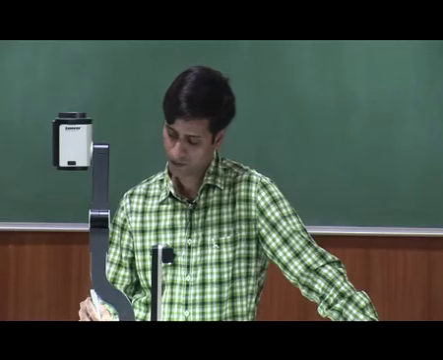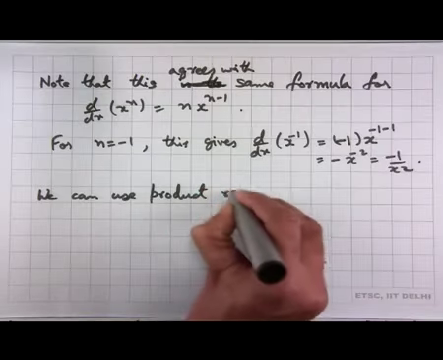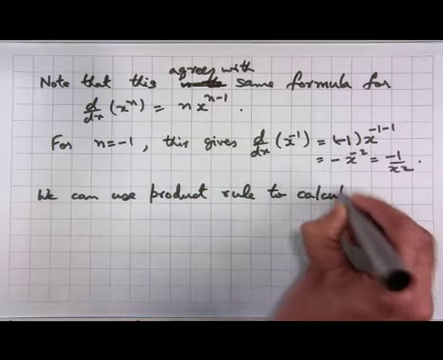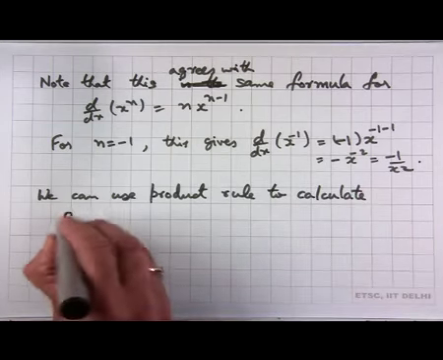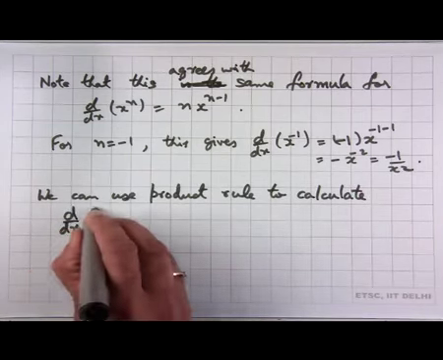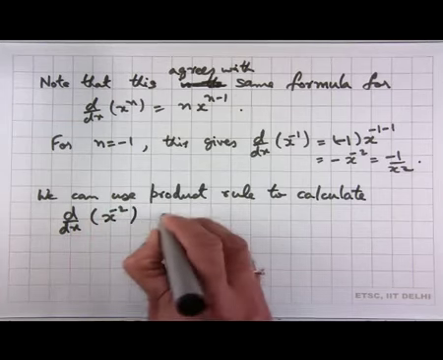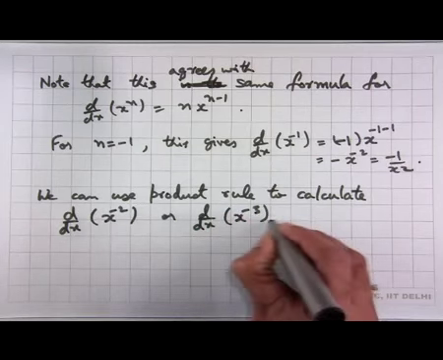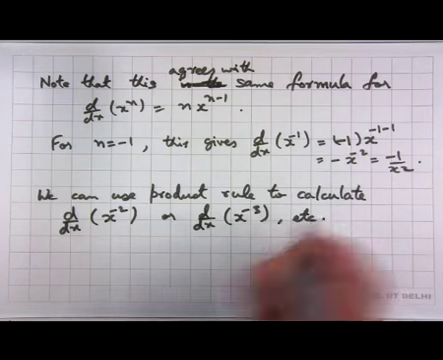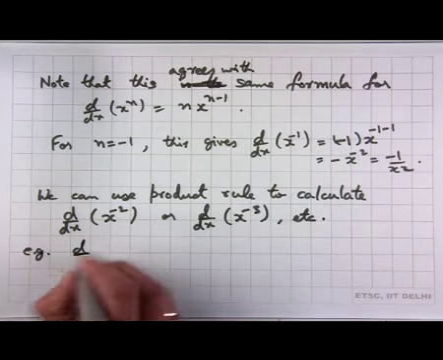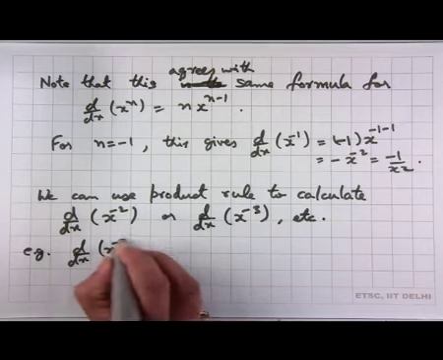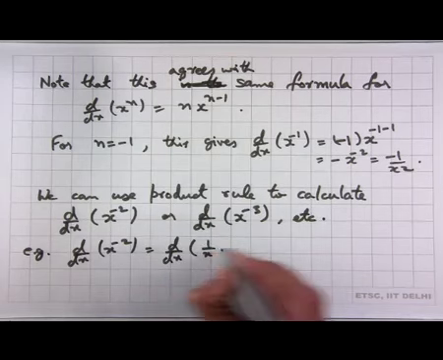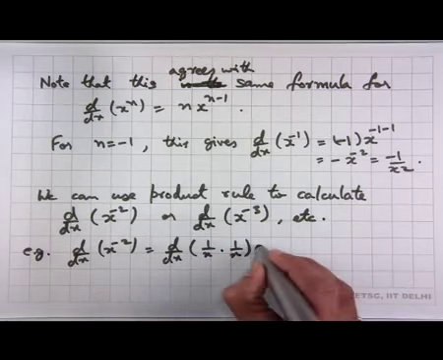So, we can use product rule to calculate d by dx of x to the minus 2 or d by dx of x to the minus 3, etc. So, for example, d by dx of x to the minus 2 is the same as d by dx of 1 by x times 1 by x, and now you use the product rule.